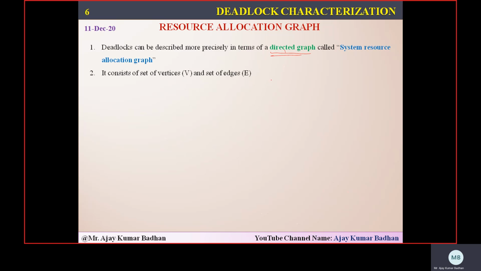And the technical term given for this particular resource allocation graph is system resource allocation graph. Okay, so you have already seen the graph earlier. That is what we are going to talk about in this scenario. So we can represent deadlocks using graphs. Directed graph. Remember, it's a directed graph, not an undirected graph. You cannot use undirected. We have to use directed graphs only.